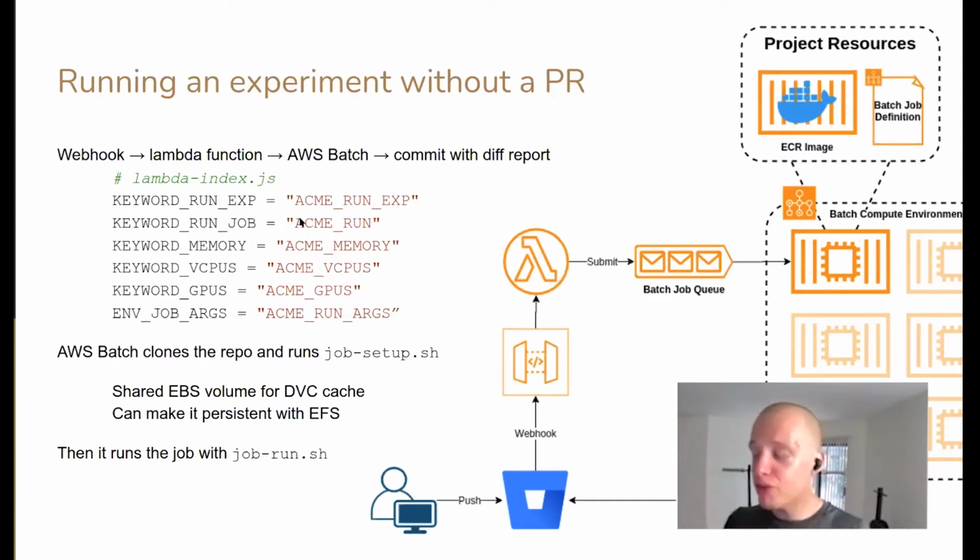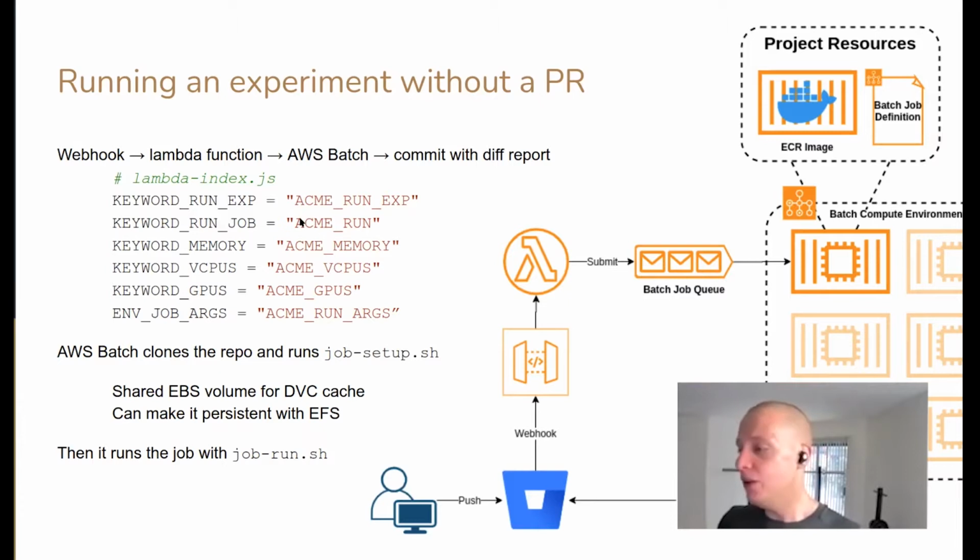There are two little bash scripts, a job setup and a job run. Job setup does things like cloning the repo and setting up the DVC cache. You can have a persistent volume or EFS block storage to keep your DVC cache for all your experiments, which can help speed things up. That happens in job setup, and then it calls job run. And job run just literally runs DVC repro or DVC experiment run with whatever experiment parameters you provide. So it's two bash scripts, a webhook and a Lambda function, plus an AWS Batch job definition, I guess.